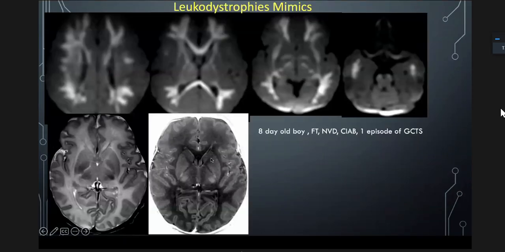Now this is again a neonatal scan, 8 days old. Now the child is normal, full term vaginal delivery, cried at birth, and has one episode of convulsion. Again, it's only the white matter involvement, the periventricular white matter, which is involved, and there is involvement of the corpus callosum. Some part of the thalamus is also involved, and this was a case of parechovirus encephalitis. So parechovirus encephalitis, rotavirus encephalitis will all have these periventricular areas of restricted diffusion. So these are along the medullary veins.